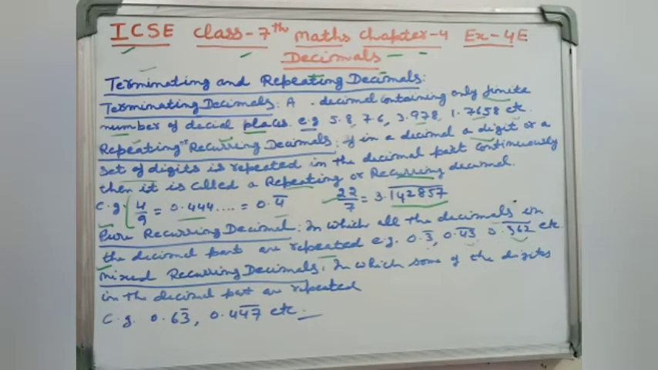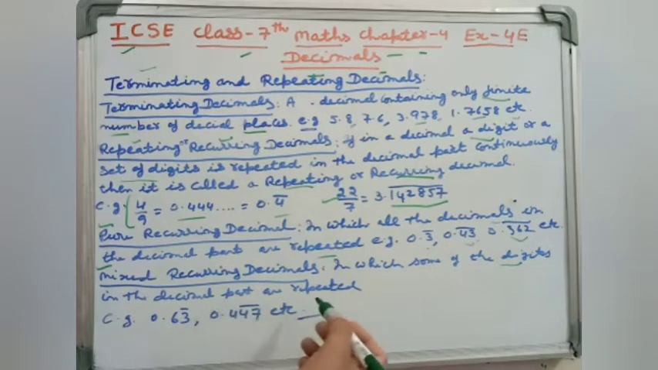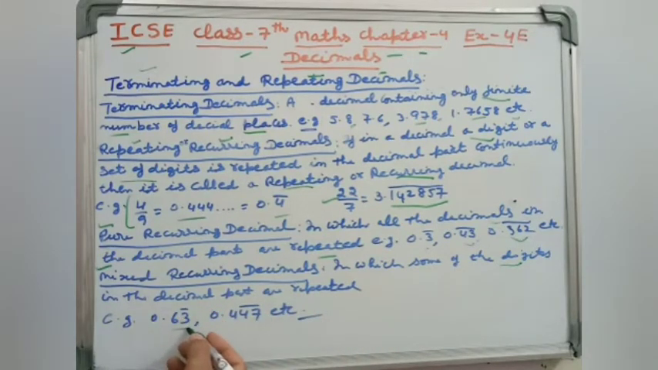In the same way, in mixed recurring decimals, only some of the digits in the decimal part are repeated. For example, the decimal part is 0.63, but only 3 is repeated. The decimal part is 447, but only 47 is repeated. So this is a mixed recurring decimal.